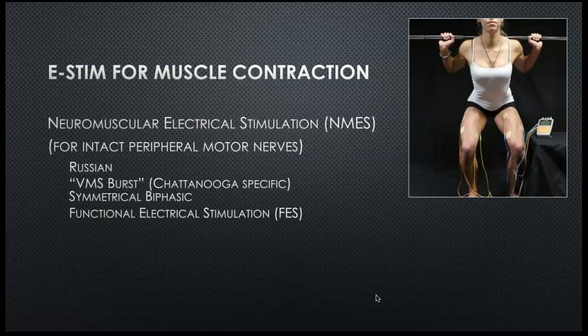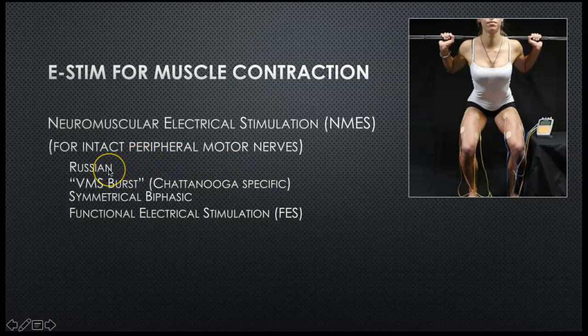So there's a bunch of different types. An e-stim for muscle contraction is called neuromuscular electrical stimulation, or NMES. So this is how you'll find it in the research. Sometimes they research very specific protocols like Russian, but NMES is kind of the general term when you're trying to do e-stim for muscle contraction. This type of e-stim for muscle contraction is for people with intact peripheral motor nerves. Otherwise, it won't work. You'll have to use a different type.